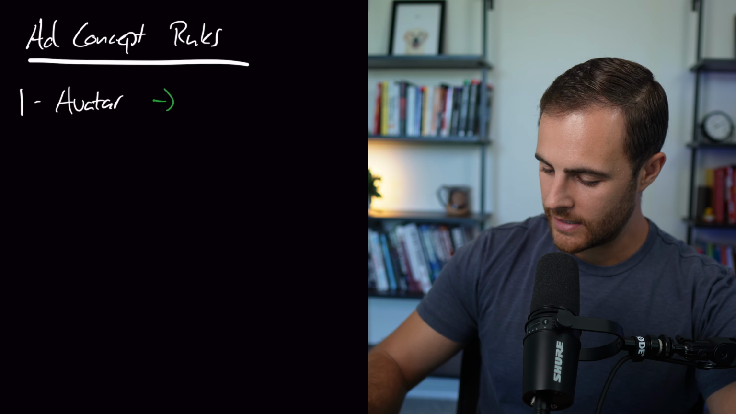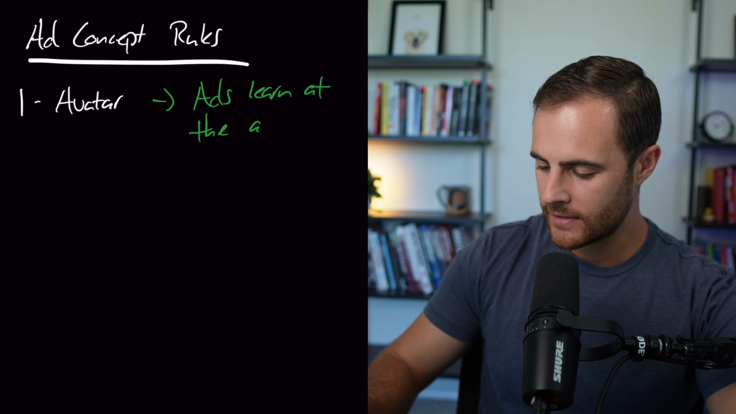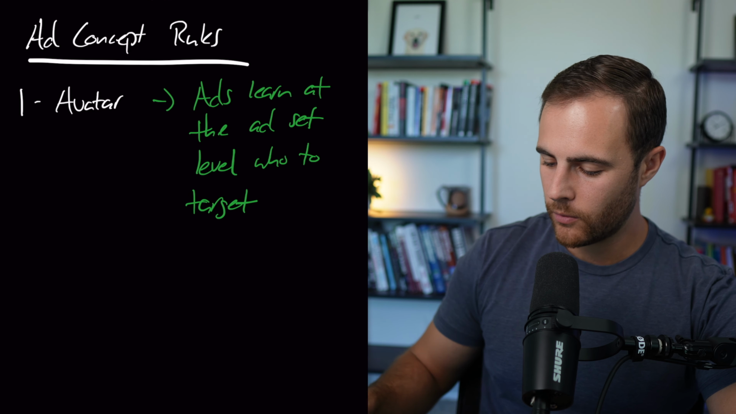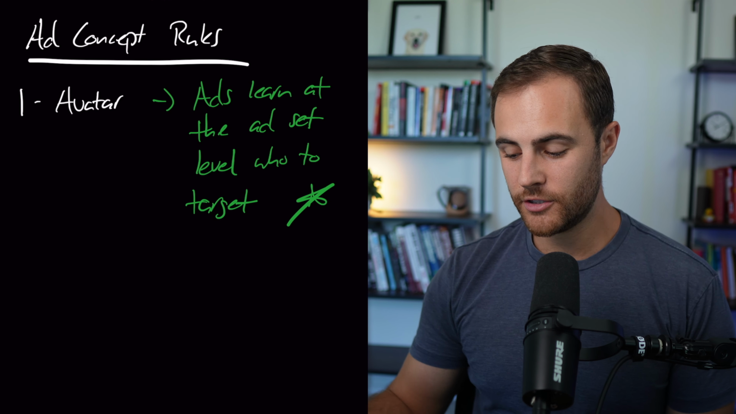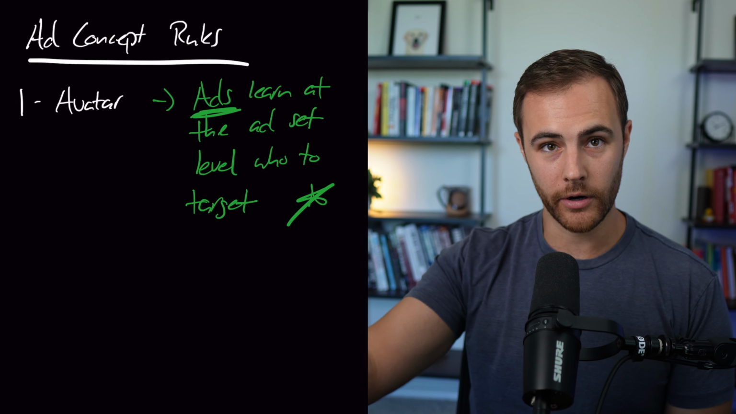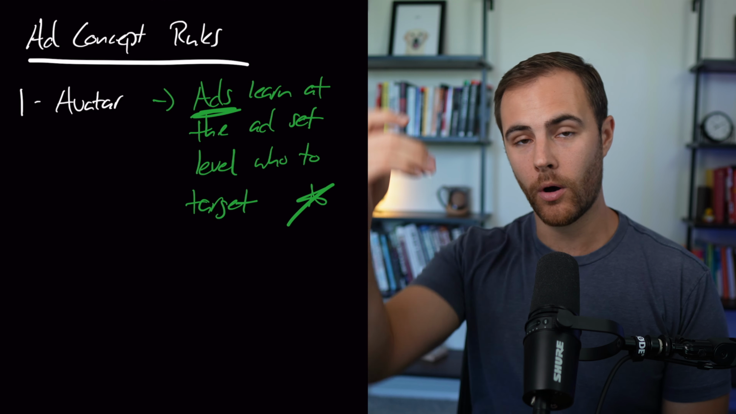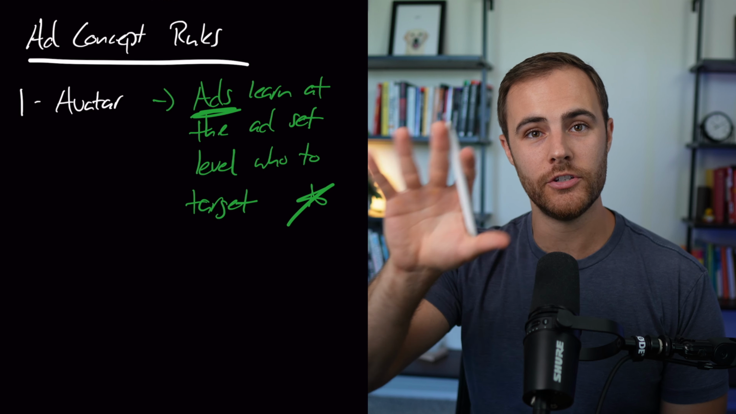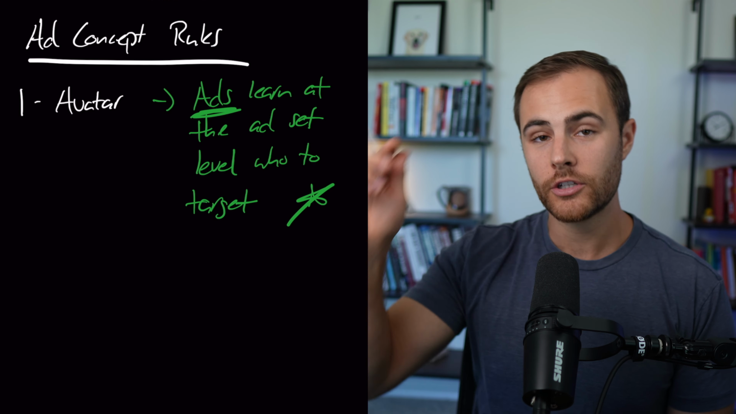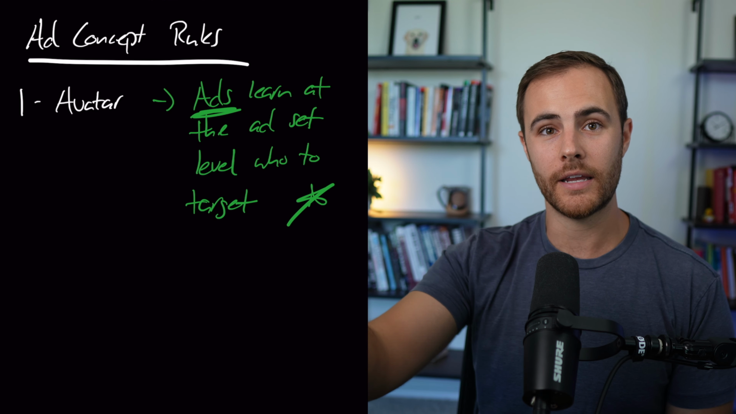Because the reason for this is ads learn, okay, they learn at the ad set level who to target. This is extremely important. So when I say this, it means that your ads are going to work together to get that person to convert, okay? I used to think ads were in silos. They're not. So all 3 or 5 of the ads that you have are going to help train your pixel, going to train your ad account for the people that are likely to engage with this ad.